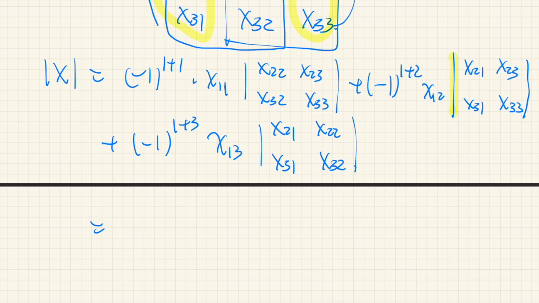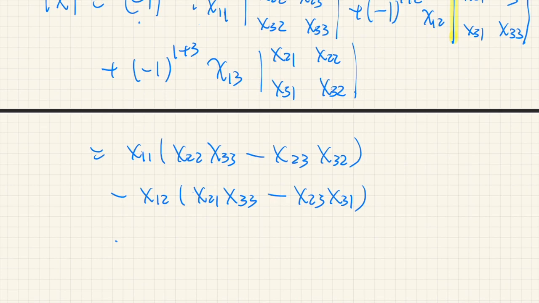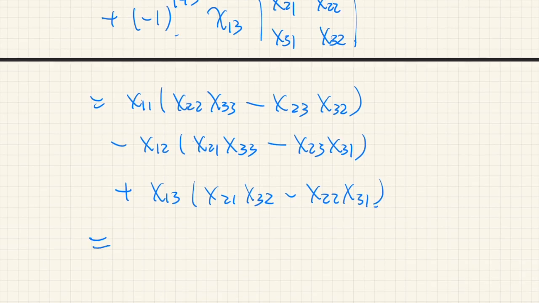Okay, then just expand. This is x11 times x22 x33 minus x23 x32, and negative x12 times x21 x33 minus x23 x31, and plus x13 times x21 x32 minus x22 x31.